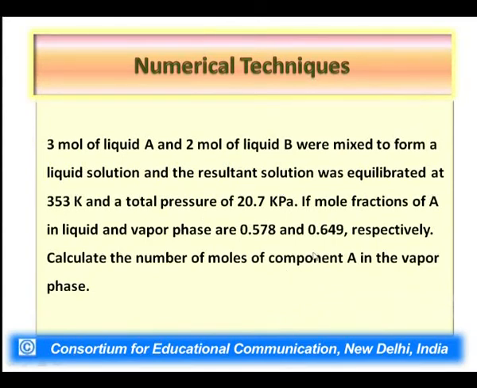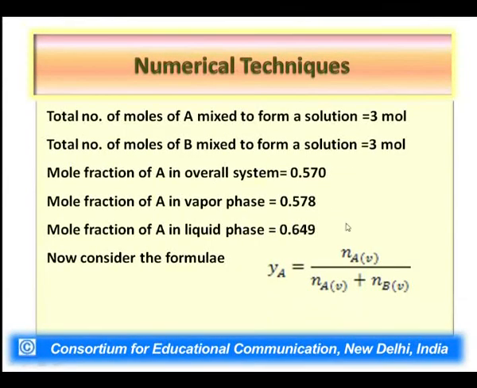Alright, what else has he given? He has also given the temperature at which this recording has been done. At 353 Kelvin, the total pressure of the system is given, P total is 20.7 kilopascal, and he has given the composition in the liquid phase, small xa 0.578, and small ya 0.649. So we can analyze the data like this: total number of moles of A mixed to form the solution is 3 mole, and the number of moles of B should be 2 here, not 3. So a correction can be noted, and the mole fraction of A in the overall system is not 0.570, it is 0.6. Again a correction, and this should be interchanged. Mole fraction of A in the vapor phase is 0.649, so here it should be 0.649, and mole fraction of A in the liquid phase equal to 0.578, so there it should be 0.578.